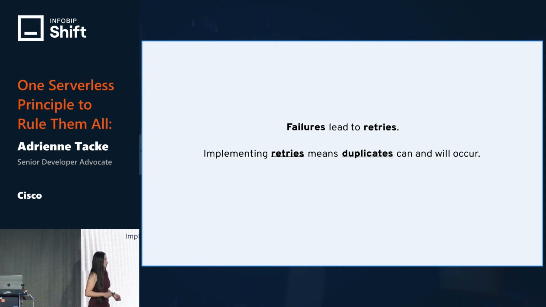Duplicates can and will occur. So if we're retrying something, anything, whether we're sending a message, retrying our code, or reinvoking an event, that means we are explicitly telling our code to do something again. We are introducing those duplicates into our system.